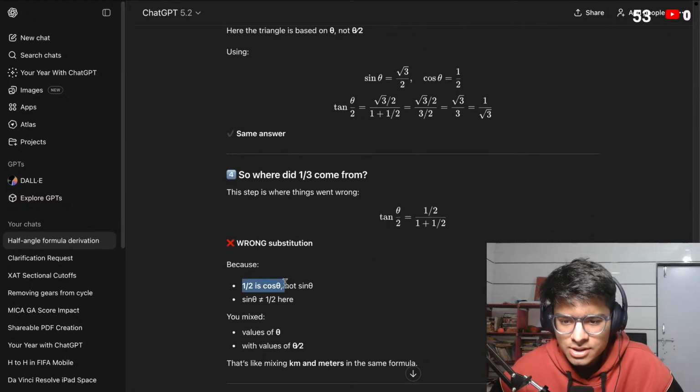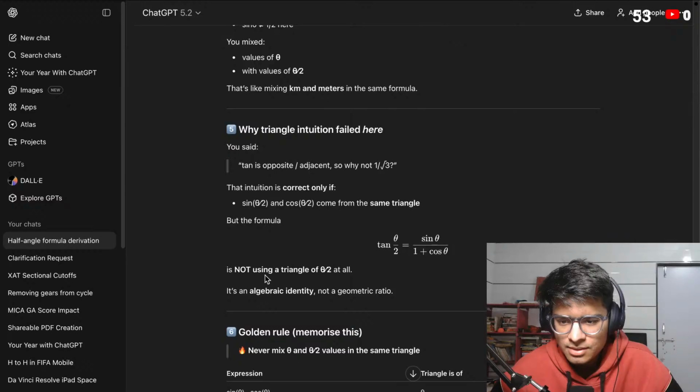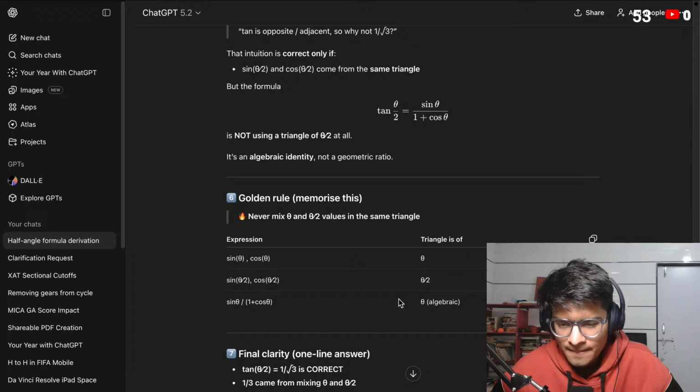One by 2 is cos theta, not sin theta. Sin theta is not equal to 1 by 2 here. You mixed values of theta with values of. why triangle intuition failed here? You said then that intuition is correct only if sin theta by 2 and cos theta by 2 come from the same triangle, but the formula is not using a triangle theta by 2 at all. It's an algebraic identity, not a geometric ratio. Never mix values in the same triangle.